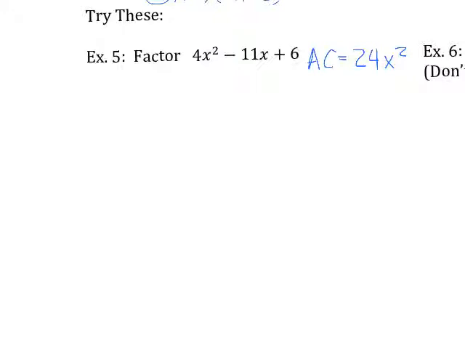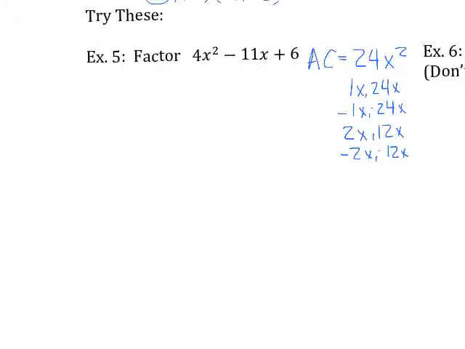All right, so here we go. Since 24 is positive, they're either both going to be positive or both negative. So I have 1x and 24x, negative 1x and negative 24x. Neither one of those adds to negative 11, so let's keep going. 2 and 12 is my next pair. So 2x and 12x, negative 2x and negative 12x. And again, neither one of those adds to negative 11, so keep going.